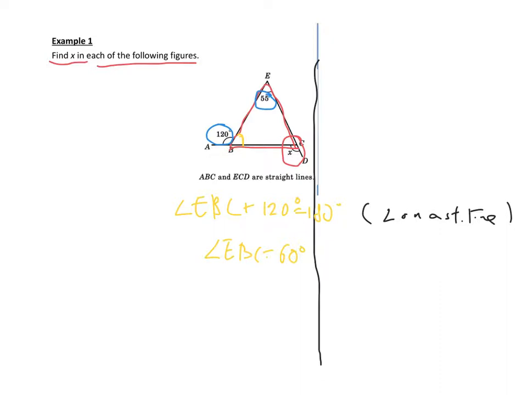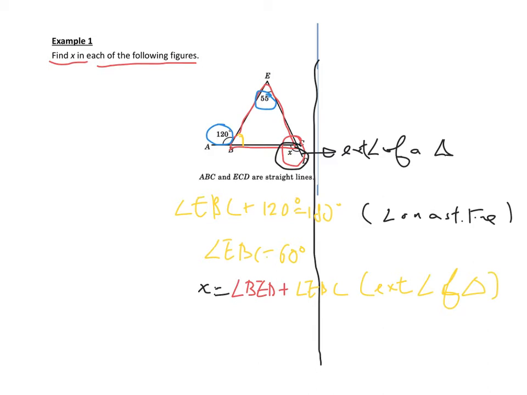And the angle x, actually, this one is an external angle of a triangle. So what is the property about an external angle of a triangle? That it should be equal to the sum of the two other interior angles. That is the angle BED, and what did we find? That is the angle EBC. And that is the property of external angle of triangle.